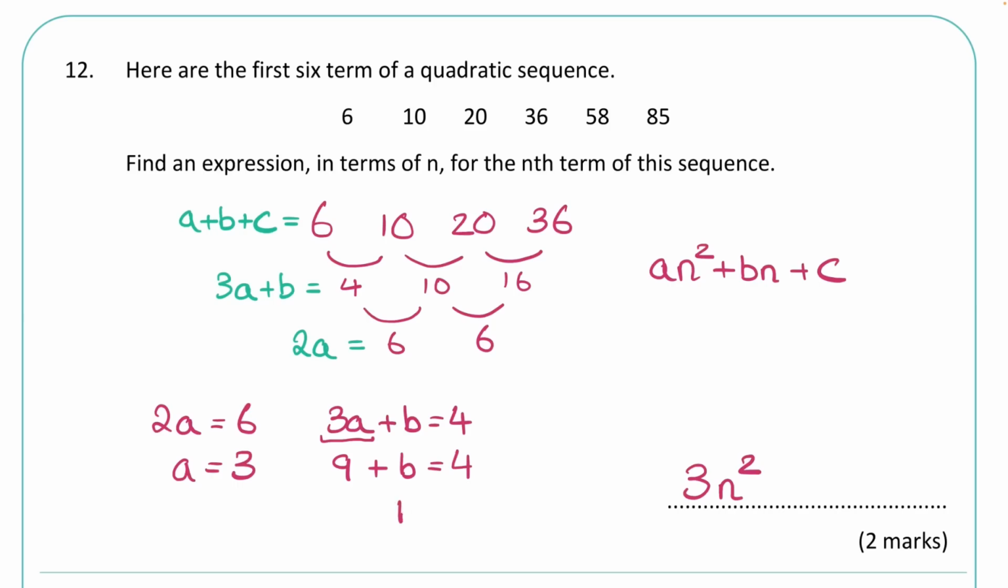And if we subtract 9 from both sides, we get b is equal to, and just little steps like this, don't forget we are using a calculator, so we can just type in 4 minus 9, but that comes out as minus 5.